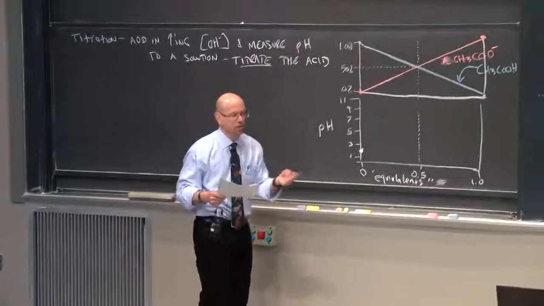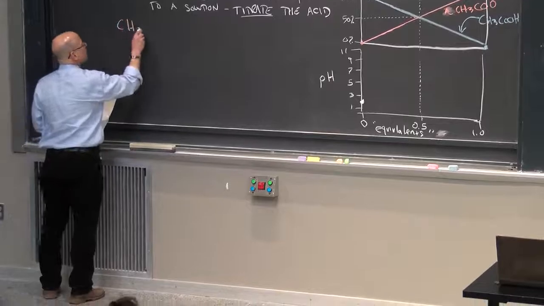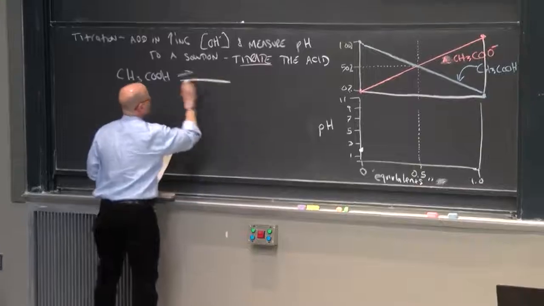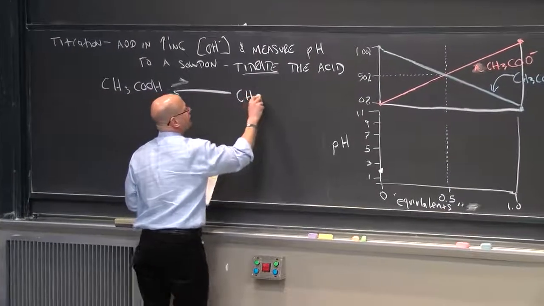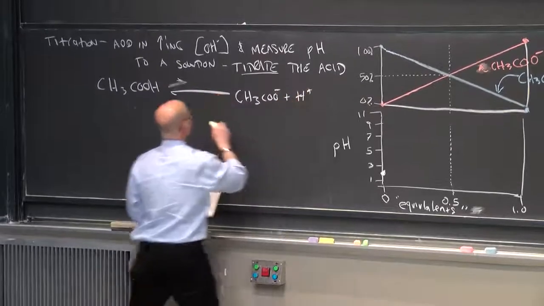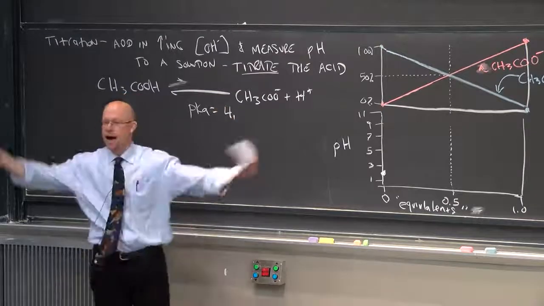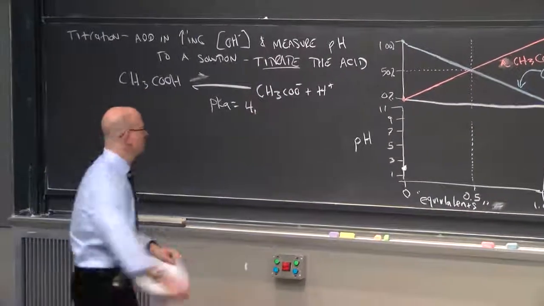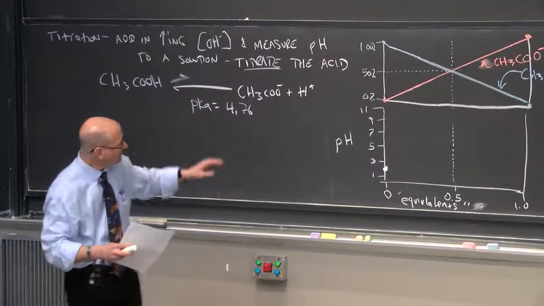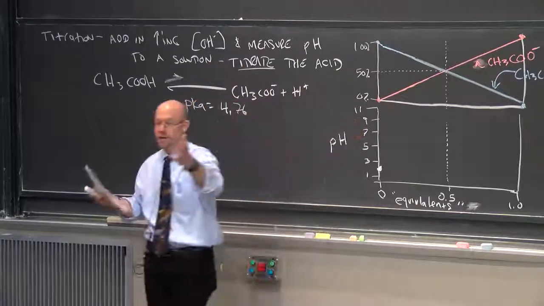If we start off with a solution of acetic acid, because you all remember, of course, that acetic acid will dissociate, not very well, but it will dissociate into the acetate anion and a proton. And I told you that the pKa for this was what? 4.76.